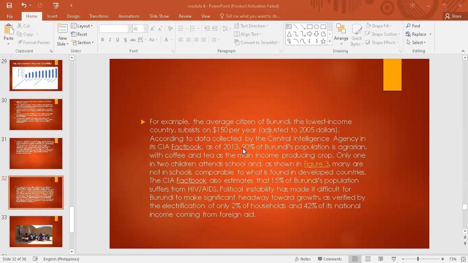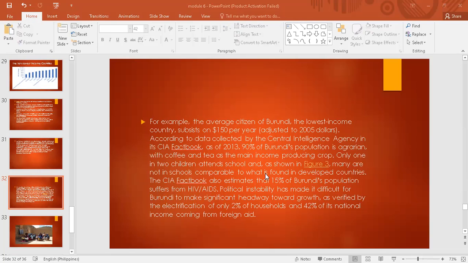So their main focus in agricultural production is coffee and tea, and ito yung pinanggagalingan lamang ng kanilang income. Unlike in the Philippines, though we were before an agrarian country, pero most of our GDP output ay sa services, sa service industry, tourism, what else, sa recreational and other service-related industries. So dito, only 1 in 2 children attend school.